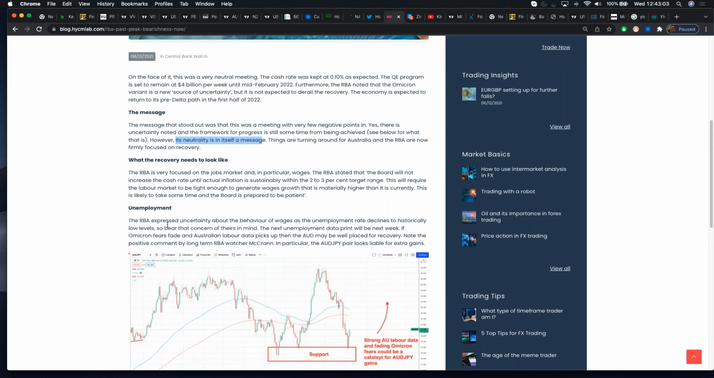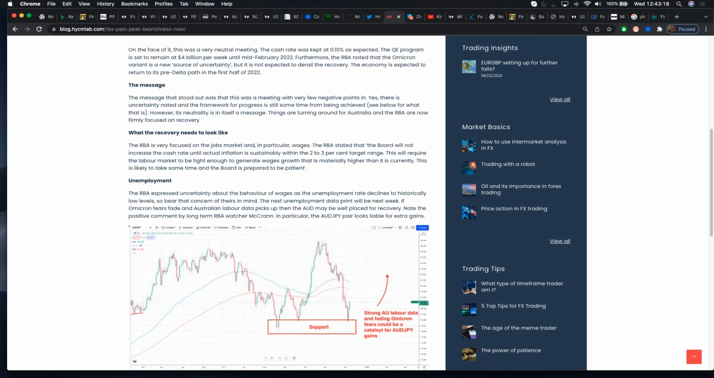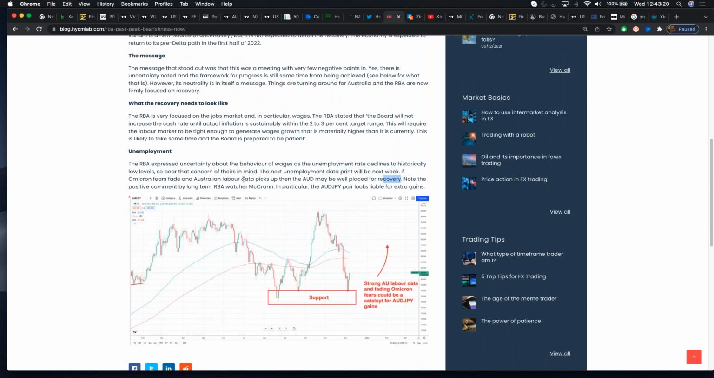Now, look out for employment. There's uncertainty about the behavior of wages as the unemployment rate declines to historic low levels. So bear that in mind. The next unemployment data print will be next week. So if Omicron fears fade and Australian labour data picks up, then the Aussie may be well placed for a decent recovery. Okay. And there was this long-term RBA watcher, McCrann.